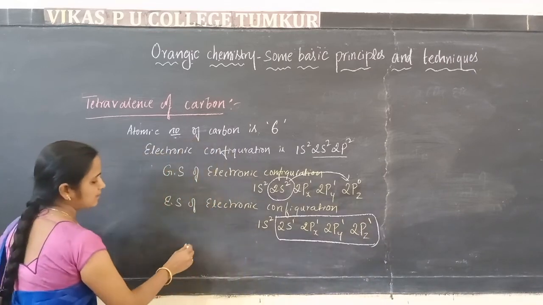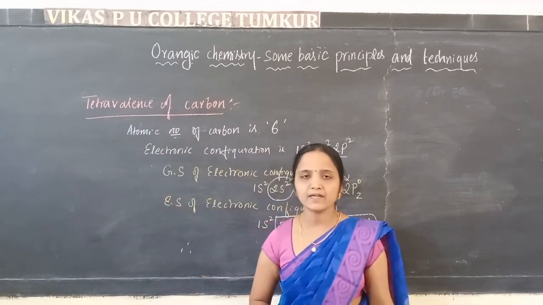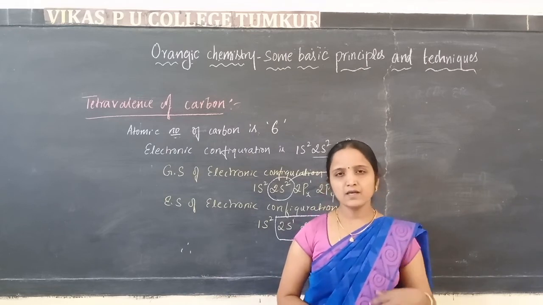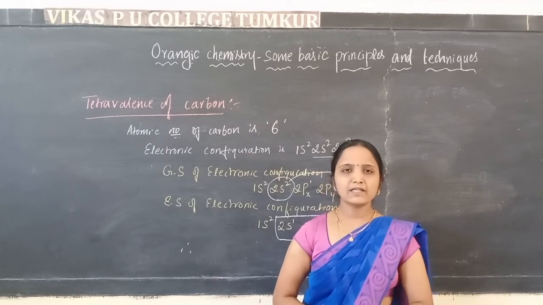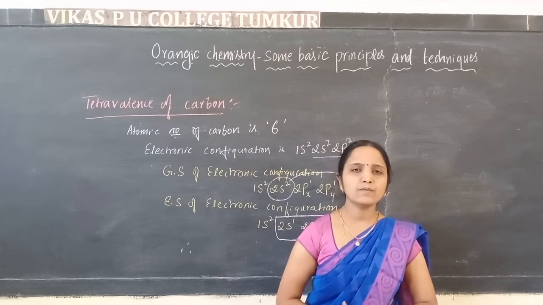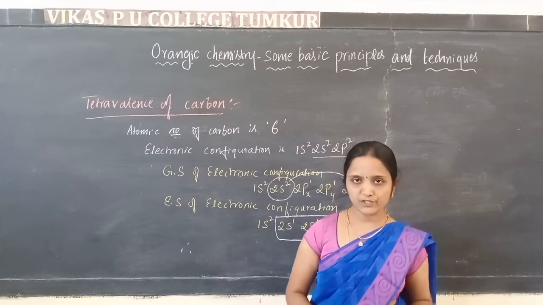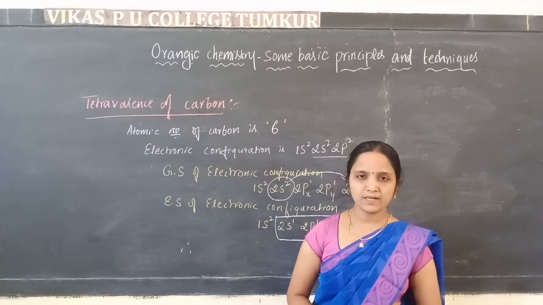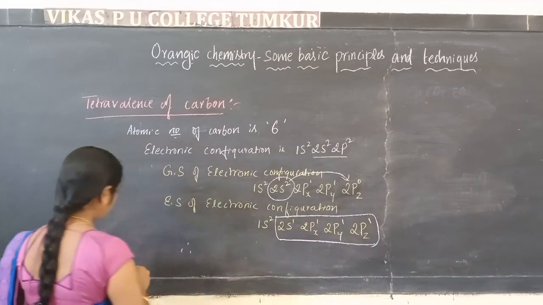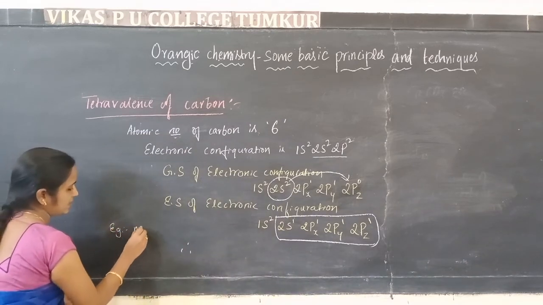Therefore carbon has tetravalency, which means carbon forms bonds with other elements to attain a noble gas configuration. 4 covalent bonds are formed to attain a noble gas configuration. Let us take an example, methane.